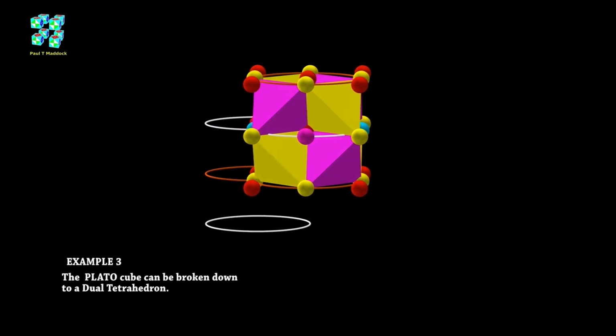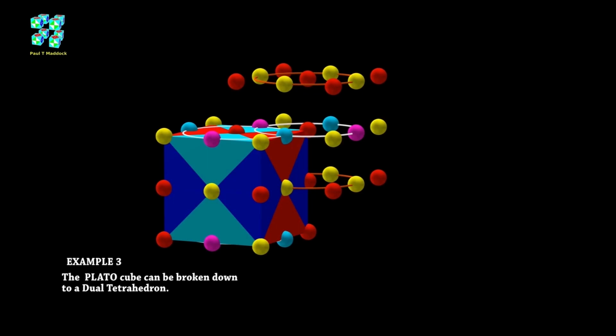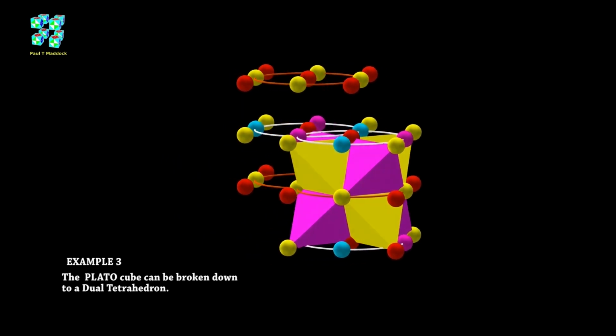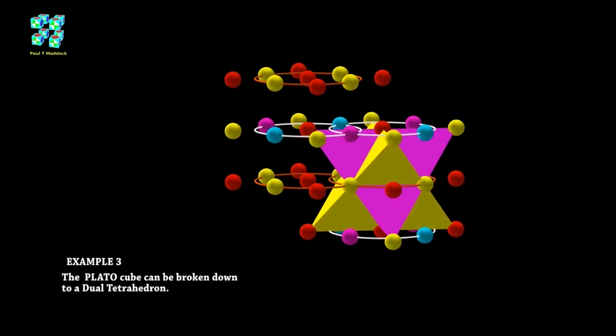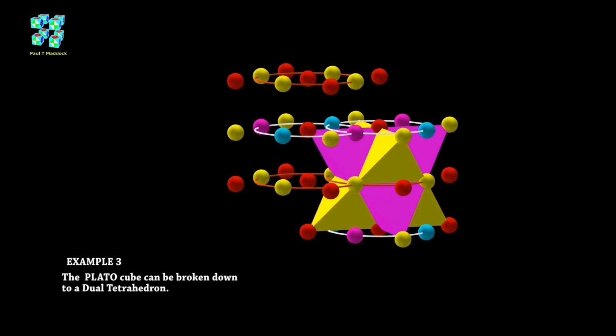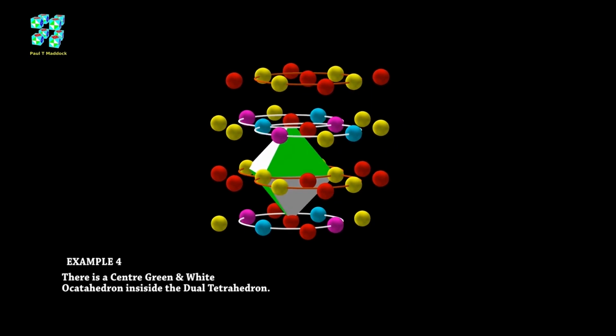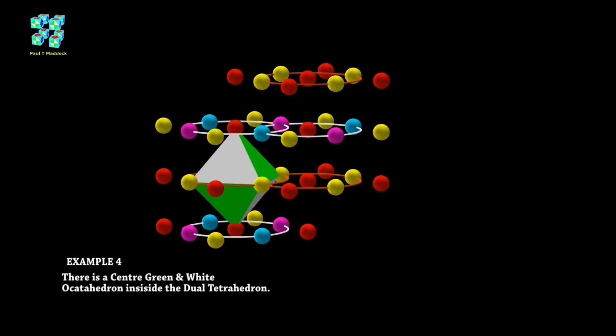Okay, let's see what we can do with the PLATO cube. Now first of all, when we take the red, cyan and blue away, we are left with the Star of David. Or you can call it the dual tetrahedron. Now if we take the dual tetrahedron away, there is a green and white octahedron in the center.